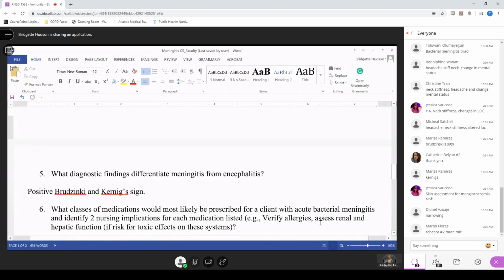So other things besides antibiotics, what else would they need? What other medications would we consider giving patients that have meningitis? Corticosteroid. They're going to need a corticosteroid, so what are our responsibilities for that? How would that corticosteroid impact the patient?